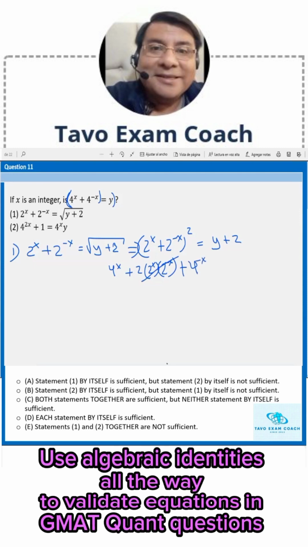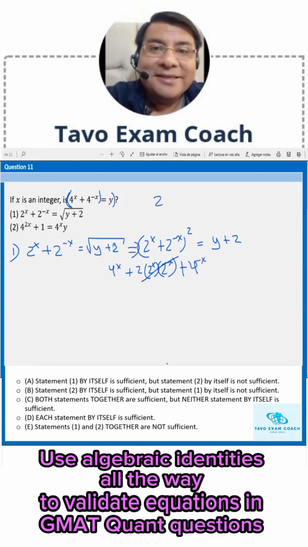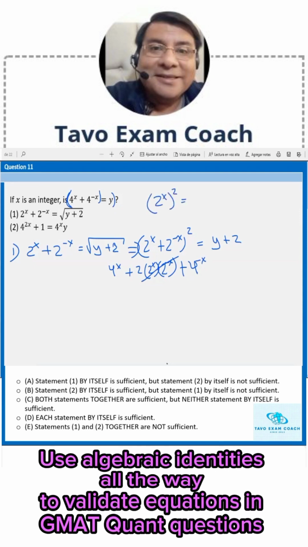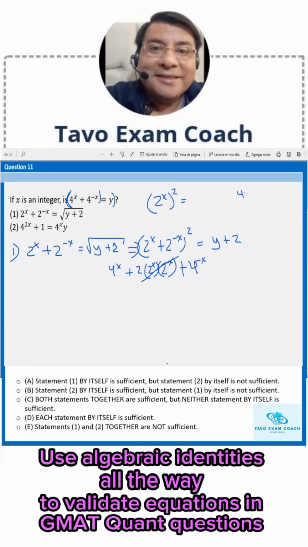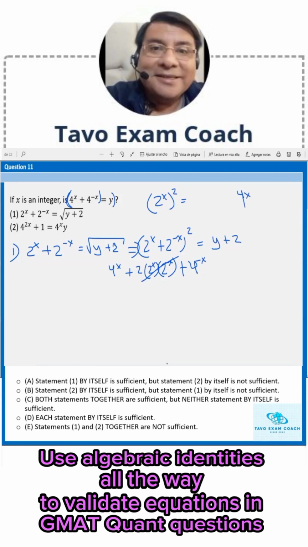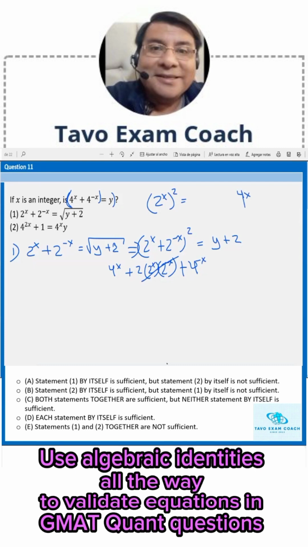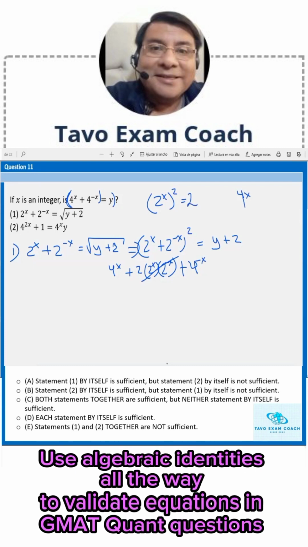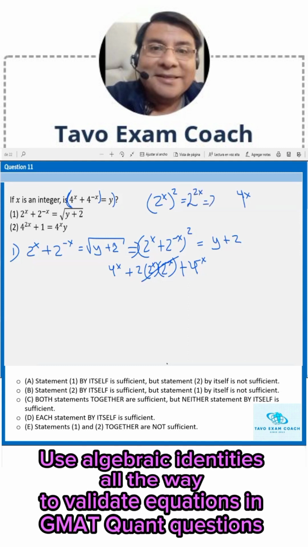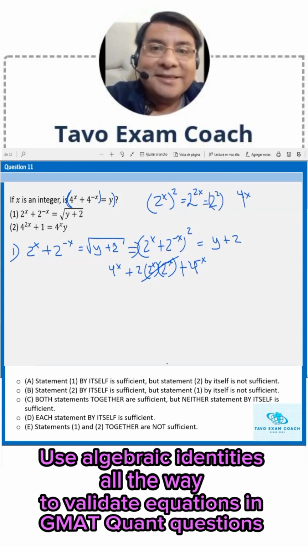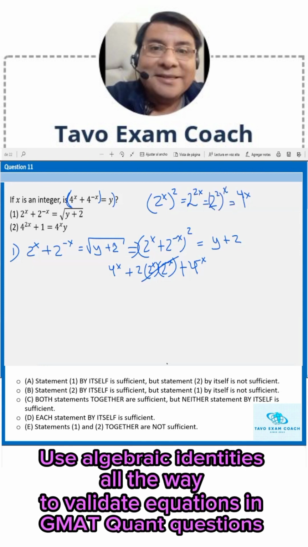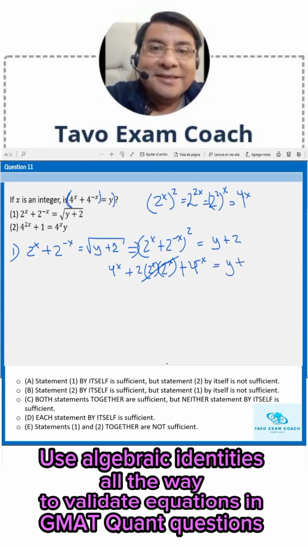If you didn't quite follow why 2^x squared is 4^x, you can check these intermediate steps. This is like saying 2^x times 2^x, that is 2^(2x). But this is also the same as saying (2^2)^x. And this is 4^x. So we have that equals y + 2.